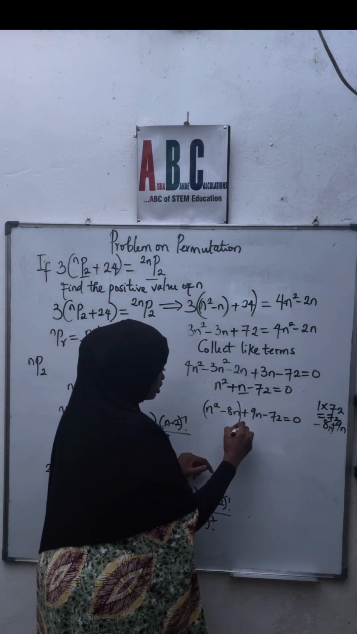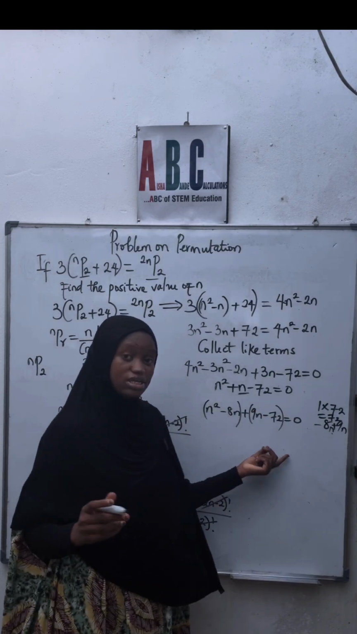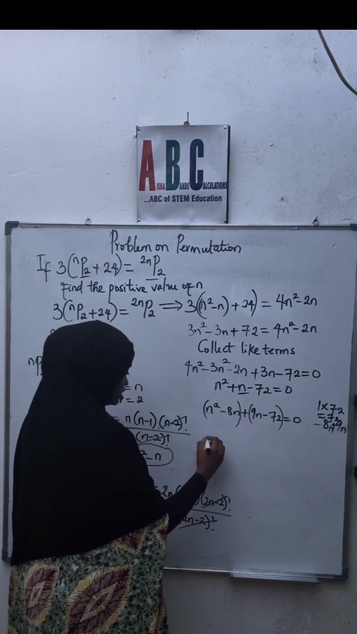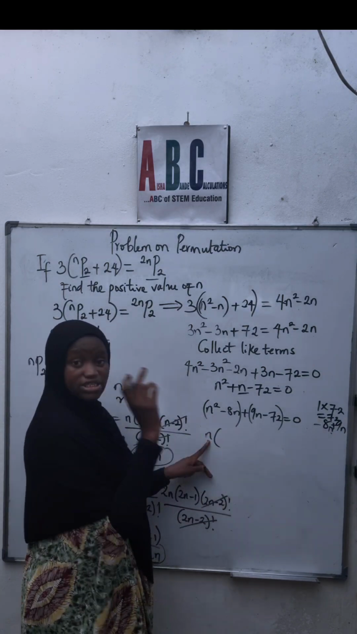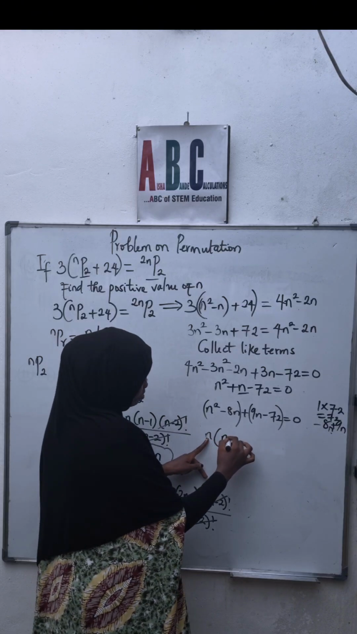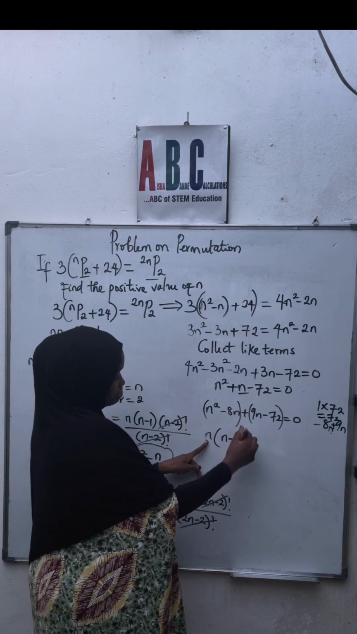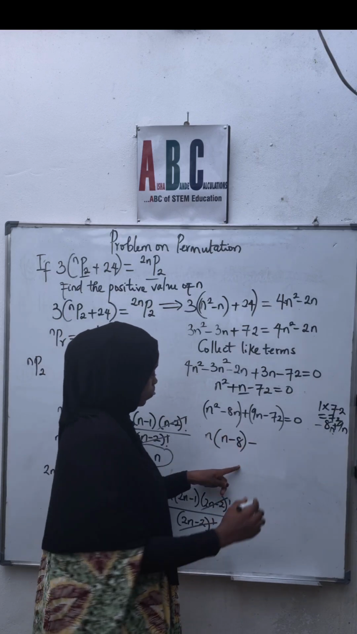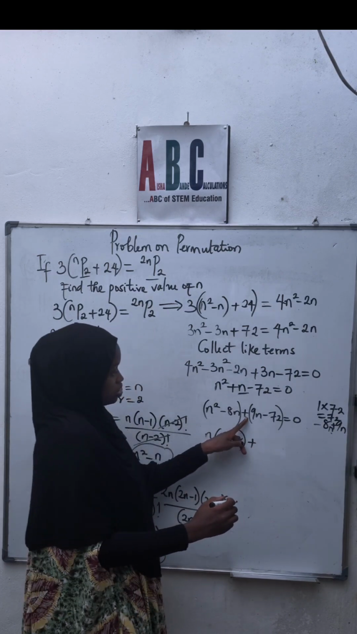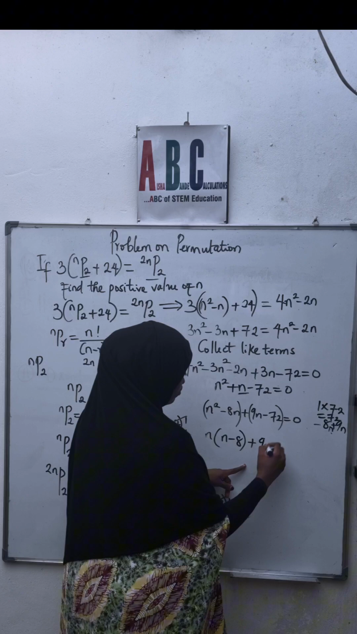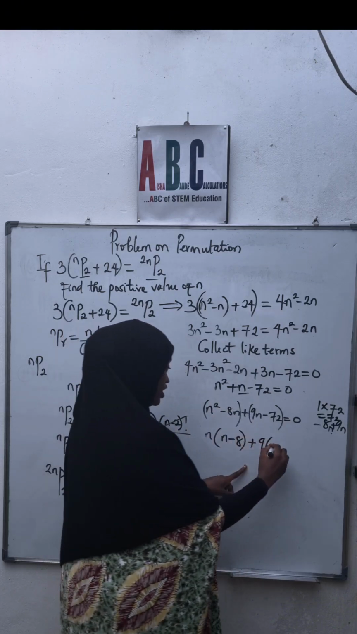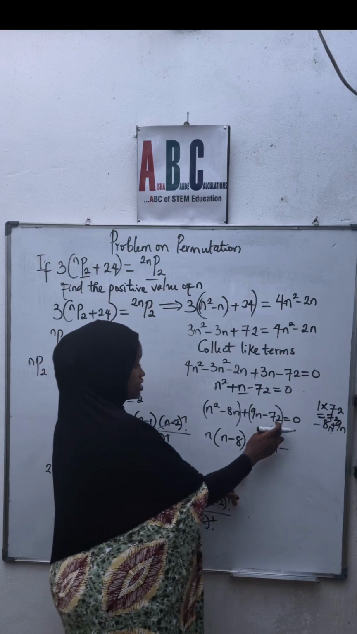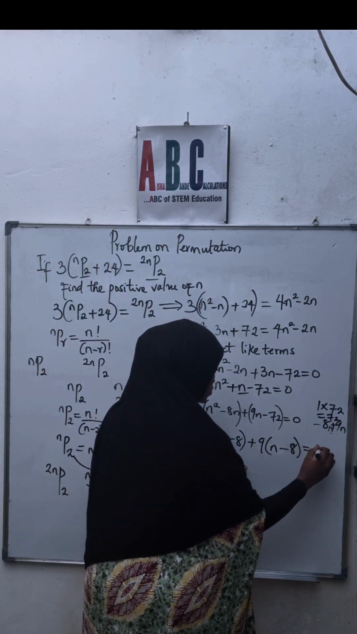So I'll take the first two terms and the last two terms and put them in brackets and get the common factors. The common factor here is n. So if you factorize n from n squared, we're going to have n. When we factorize n from 8n, we have minus 8. Then here we have a plus. Then the common factor here is 9. When we factorize 9 from 9n, we have n. Then plus times minus here is minus. When we factorize 9 from 72, we have 8. So this equals 0.